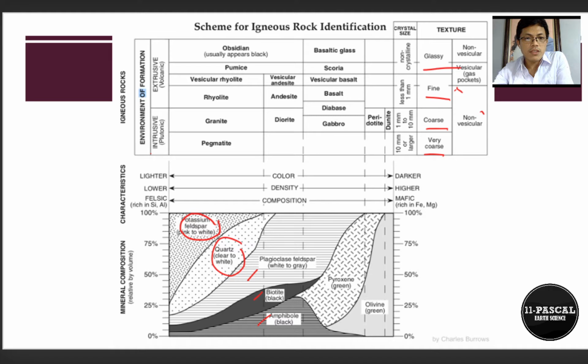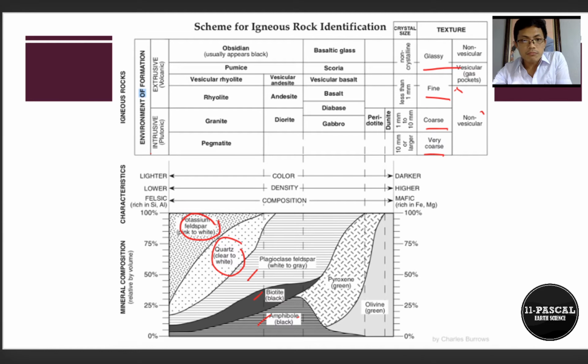And in terms of weight, they are also lighter compared to the basaltic type of igneous rocks. So here in the middle, we have vesicular andesite or the andesitic rocks. We have the diorite. So they are composed mostly of plagioclase feldspar, biotite, and amphibole. So you cannot see the potassium feldspar anymore.